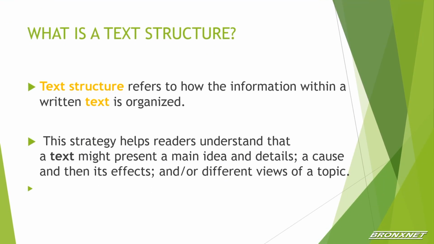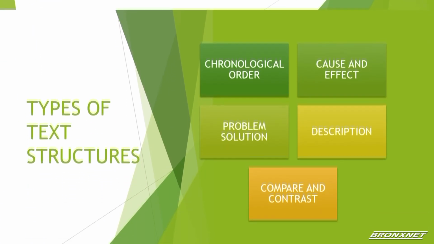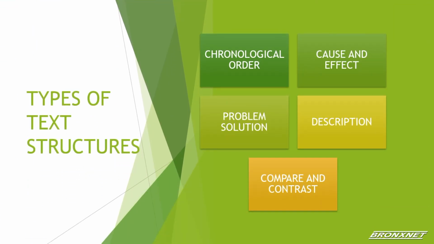What is a text structure? Text structure refers to how the information within a text is organized. This strategy helps readers understand that a text might present a main idea and details, a cause and then its effect, and/or different views of a topic. There are different types of text structures. These are chronological order, cause and effect, problem solution, description, and compare and contrast.